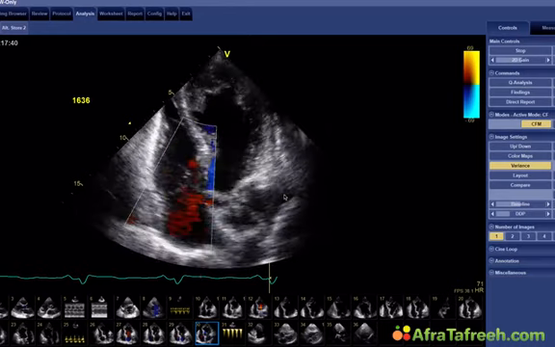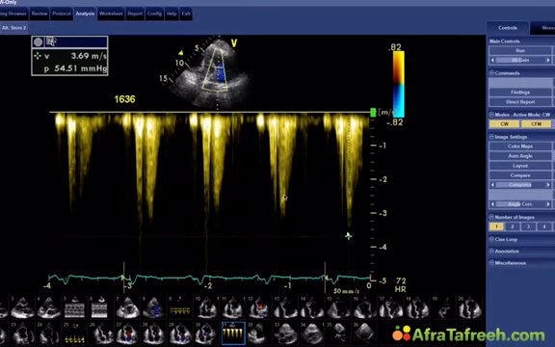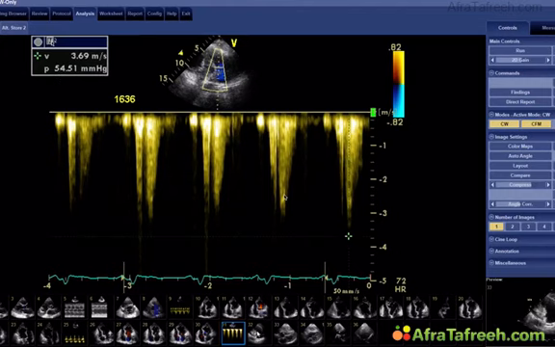There is tricuspid regurgitation, and this is the pulmonary pressure. You can see that we have almost 3.7 meters. So again, a pulmonary systolic pressure in the range of maybe 64 millimeters mercury. So very high pulmonary pressure.